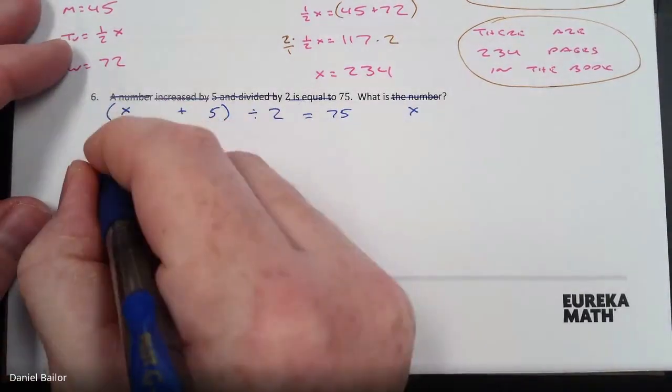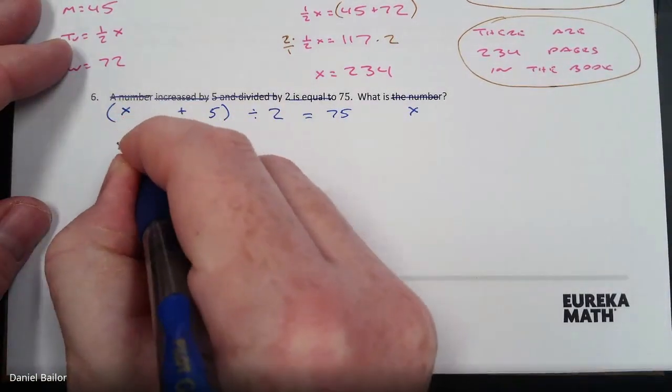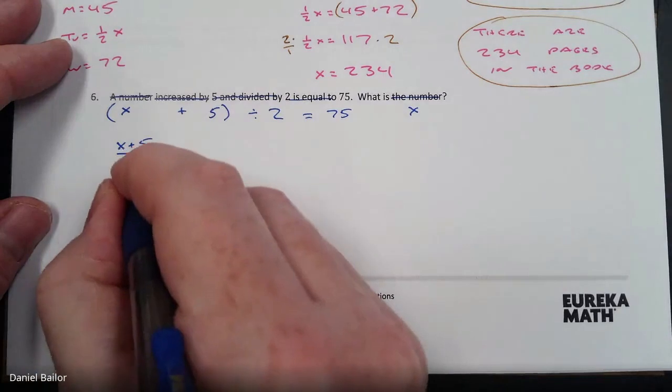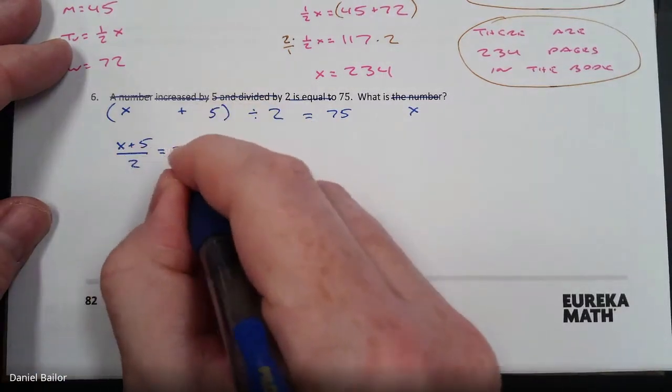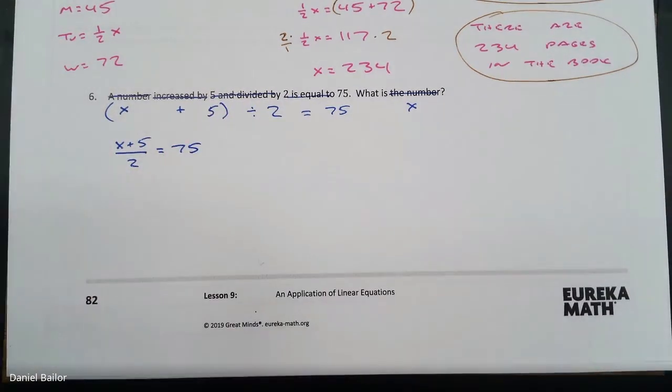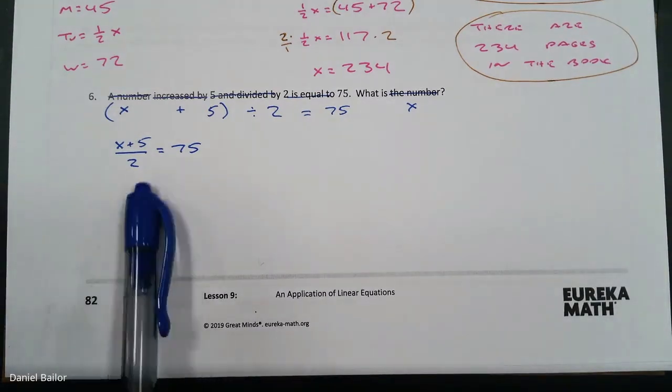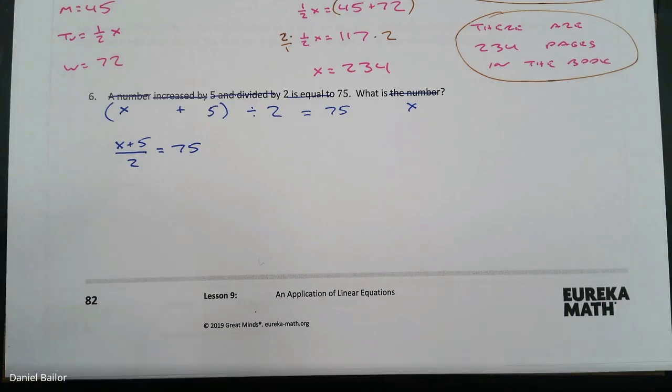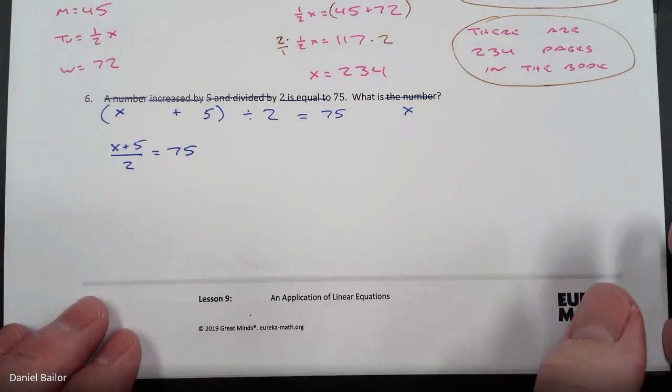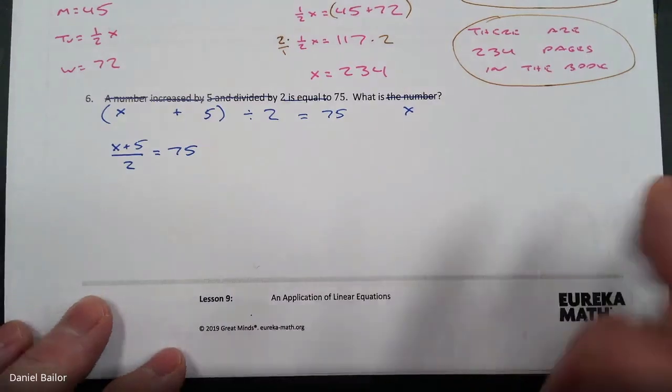We have (x plus 5) divided by 2 equals 75. And that's what we need to solve. So how are we going to solve this? Well, this divide by 2 is kind of bothering me. Let's just use the multiplication property of equality, kind of what we learned about in lesson 8.